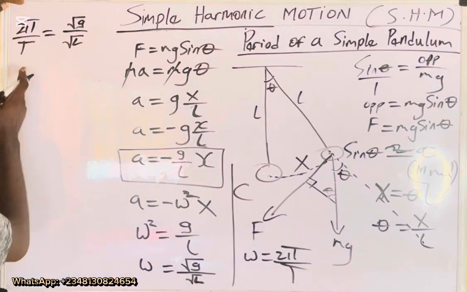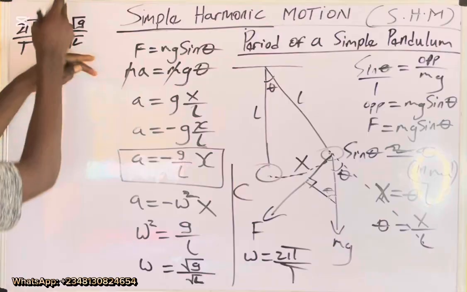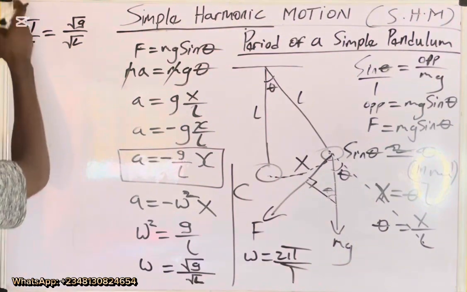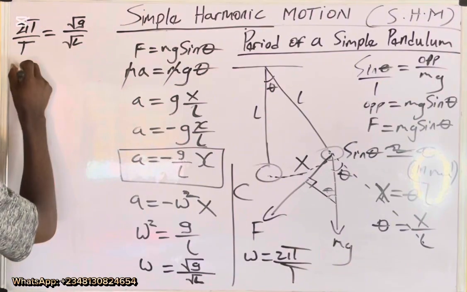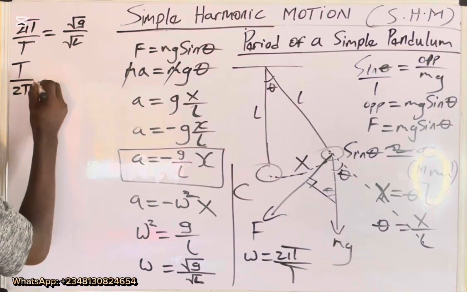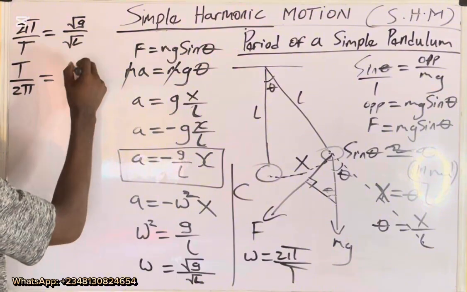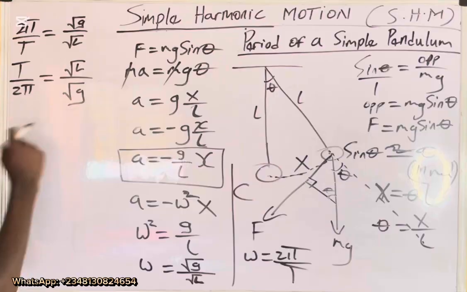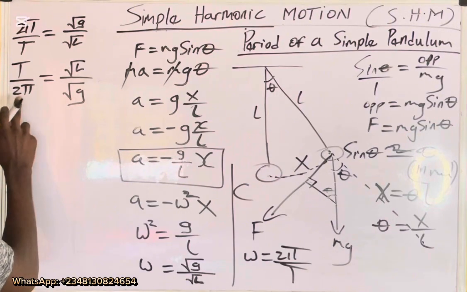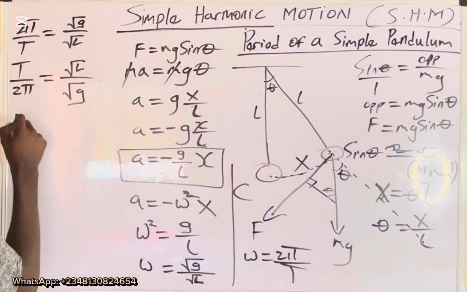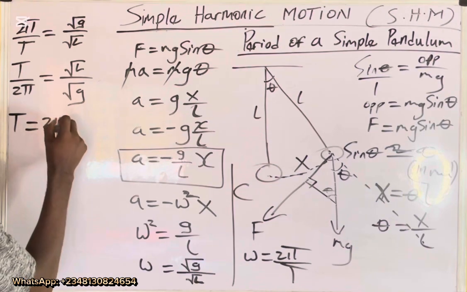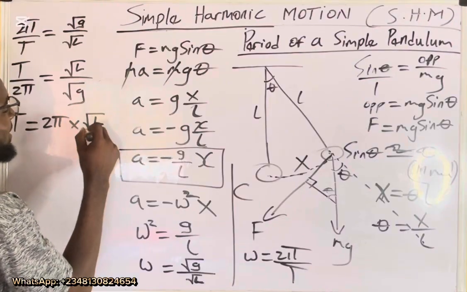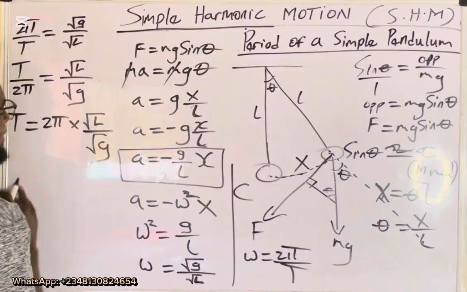So if we take the inverse of the left-hand side, we have to make this a numerator. We want to isolate this period. Take the inverse of the left, take the inverse of the right. So this is period over 2 pi is equal to square root of length over square root of g, taking the inverse of both sides. So take 2 pi to this side. That is period is equal to 2 pi times square root of length over square root of g.